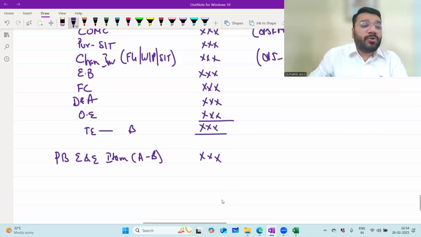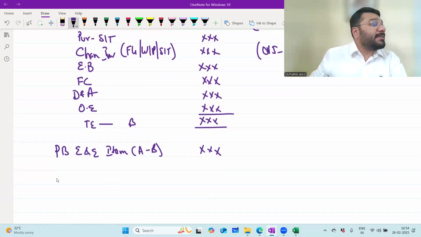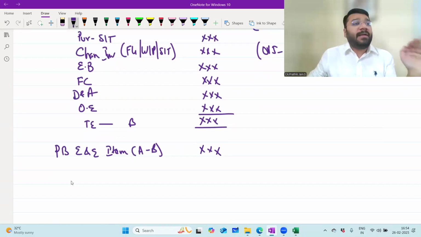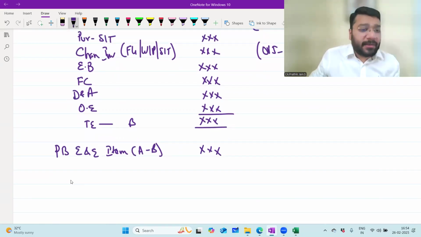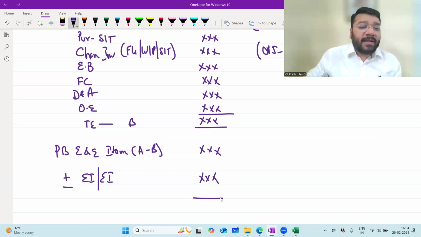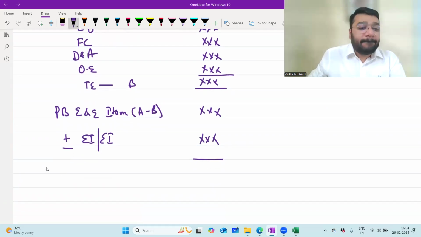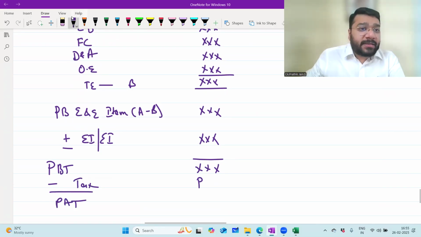From this, what am I supposed to do? Adjust the extraordinary and exceptional items. Exceptional items are separate and extraordinary items are separate, but I'm doing it together here. So plus or minus extraordinary items and exceptional items. What do we get? Profit before tax. From that, we have to subtract tax expense, and we get profit after tax.